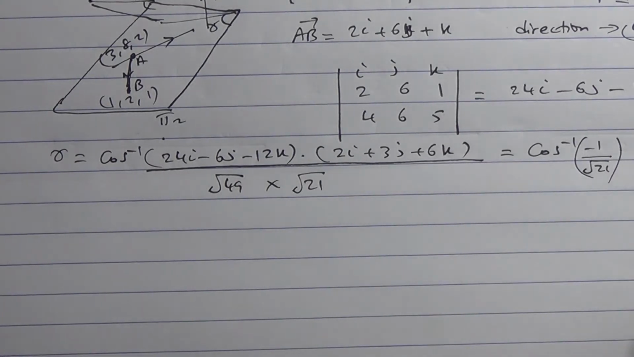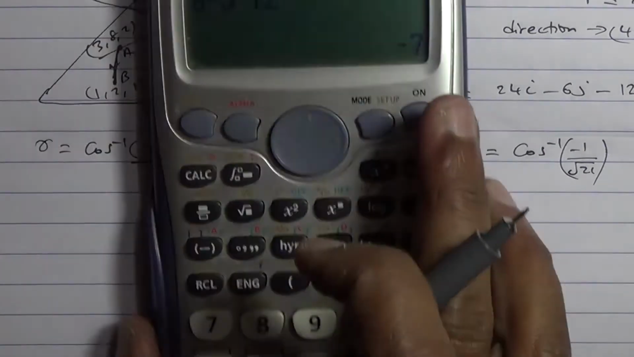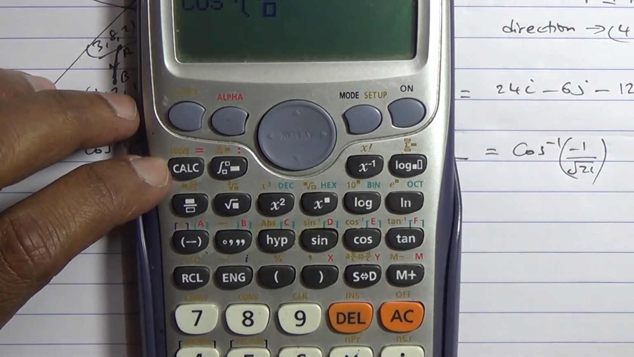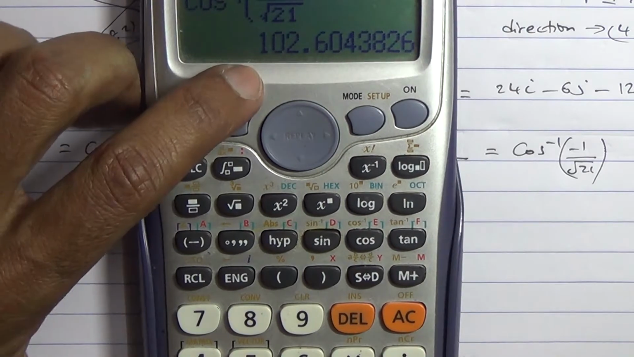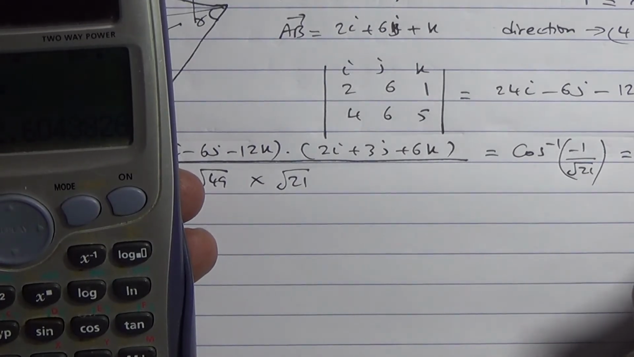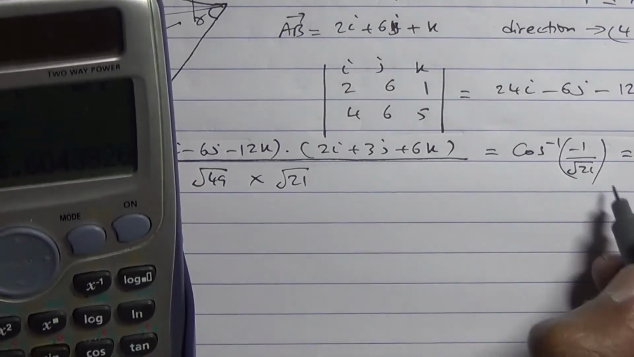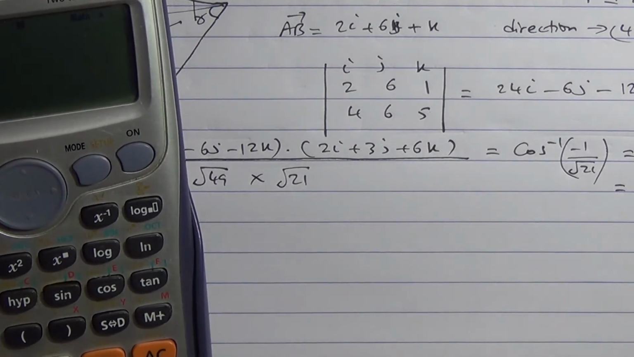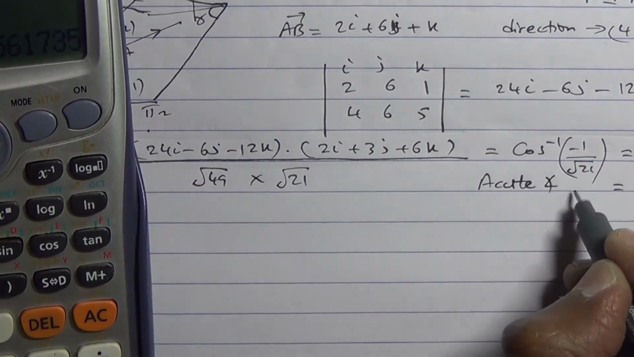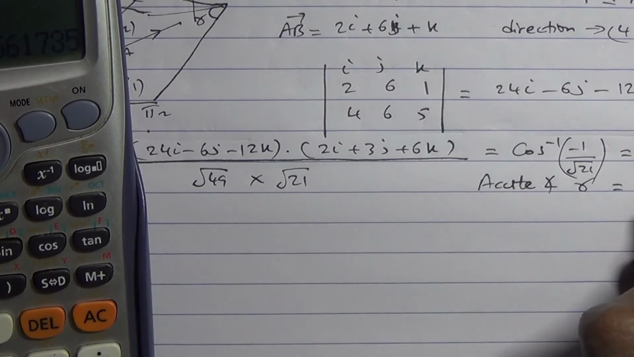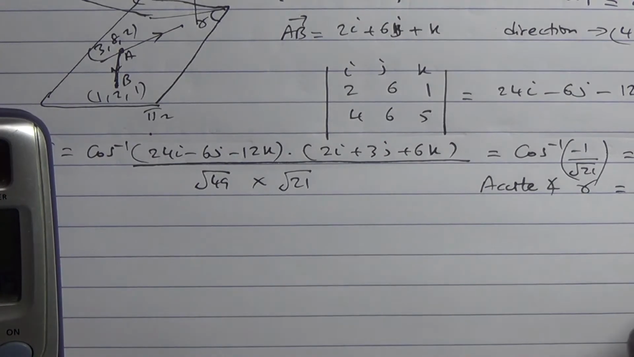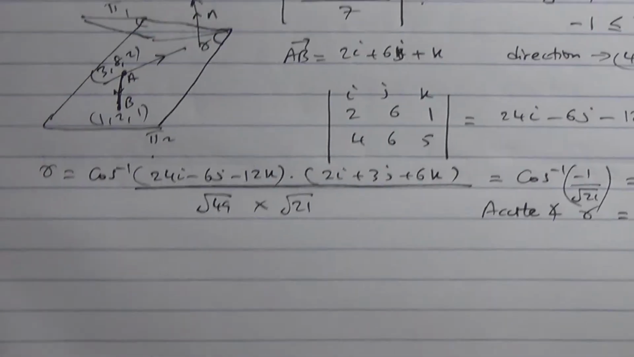Remember, we need to find the acute angle. So cos inverse in brackets of minus 1 divided by root of 21 gives you 102.604 and so on, and therefore take 180 minus the answer. The acute angle between these two planes, gamma, is then 77.4. Right, so this should be the answer to that question.